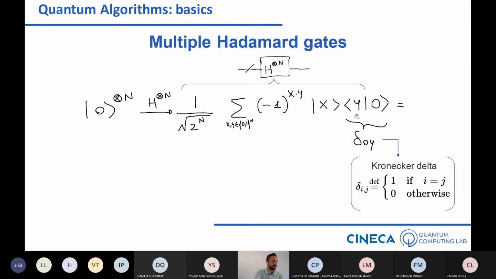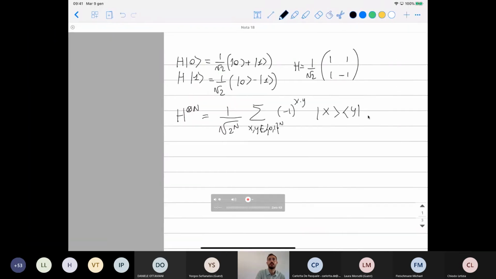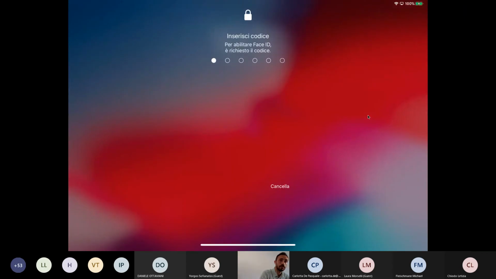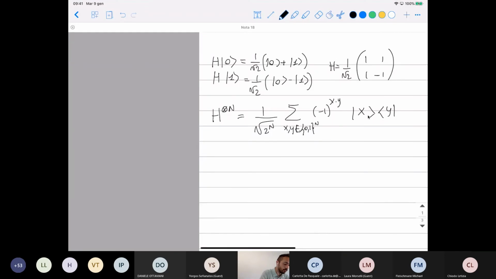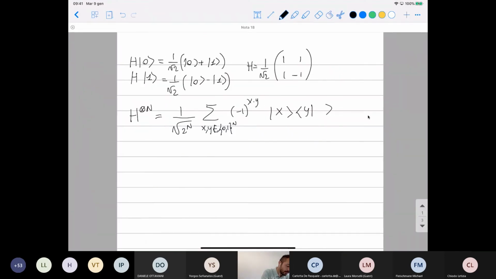Okay, so what happens? I'm going to write it here. Okay, so whenever you have 0, this becomes Kronecker delta y0, which is 1 when y is equal to 0 and 0 otherwise.